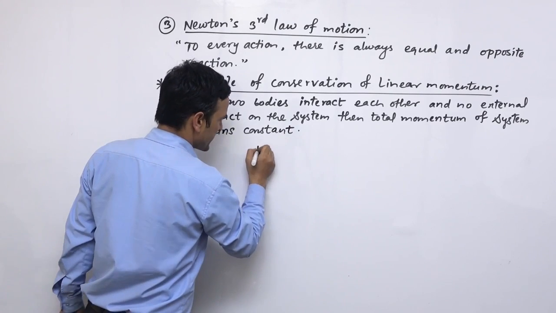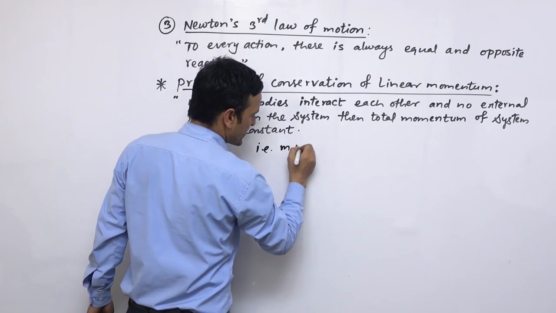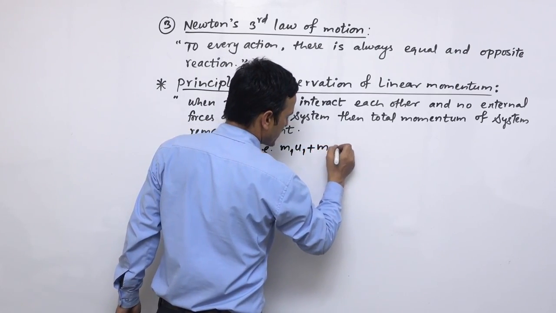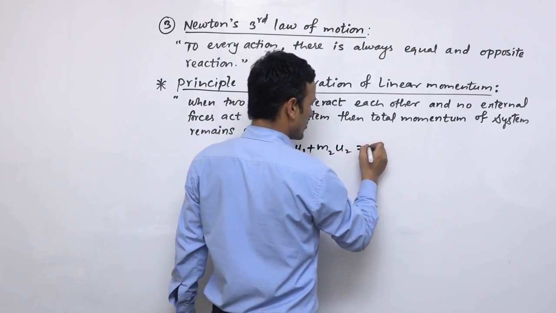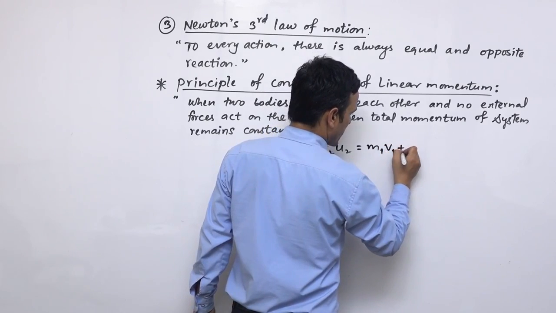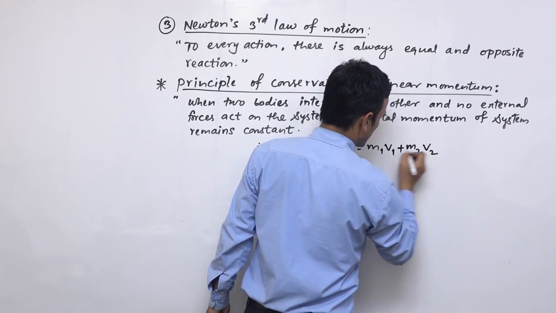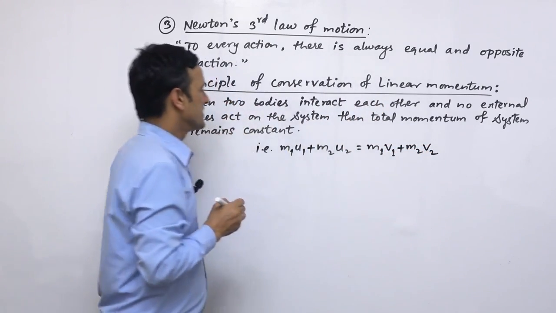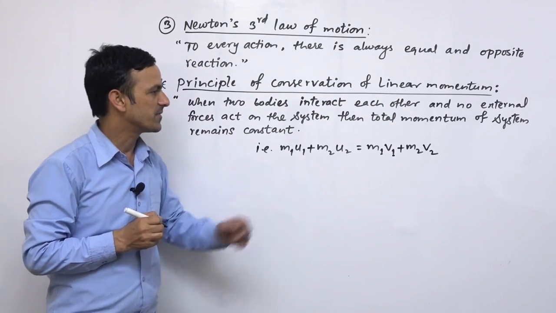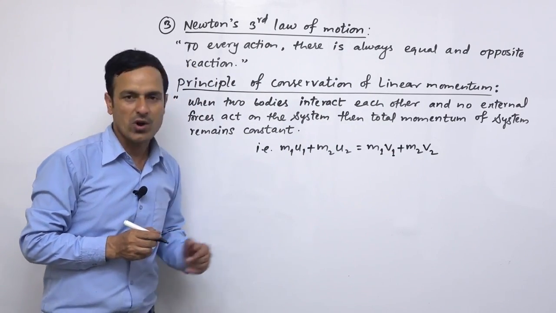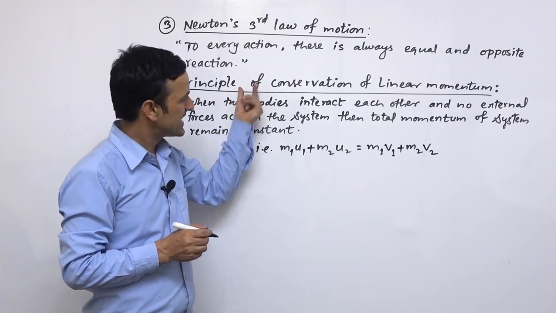So in this case, we can write: m1u1 plus m2u2 is equal to m1v1 plus m2v2. So this is the principle of conservation of linear momentum. So what does this statement say?